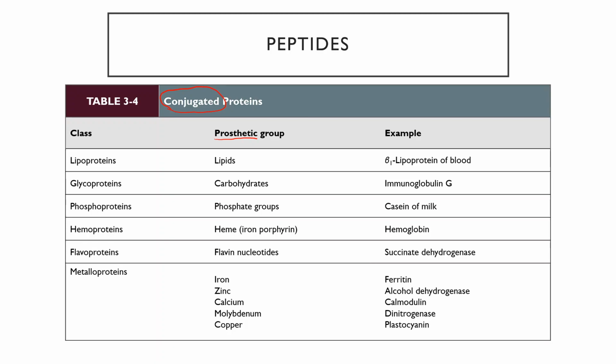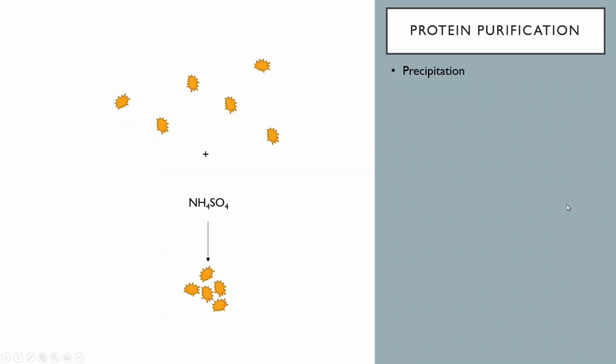And of course, these are importantly conjugated after translation. So in other words, these groups are added to specific amino acid residues after the protein has been made. And we're going to come back and talk about protein structure a lot more in later chapters. So we will not go into more detail right now. But the other thing we should talk about in relation to proteins is how you work with and study proteins.